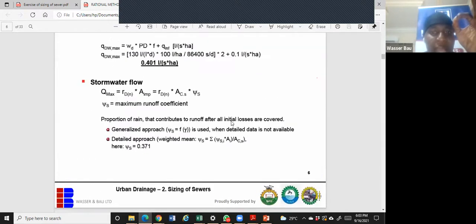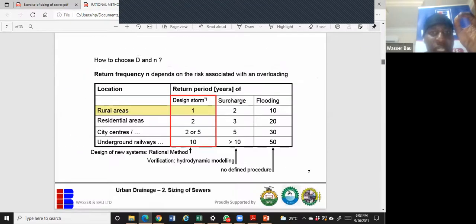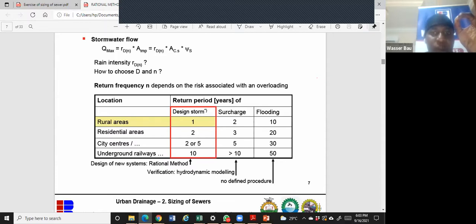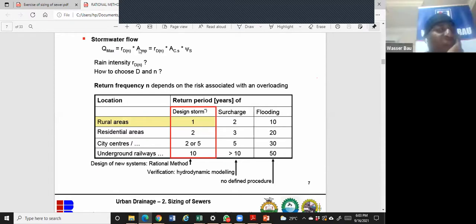But for the stormwater, for the storm system, the first thing we did was to say, what are we designing for? Are we designing for storm, surcharge, or flooding? Is it a rural area? Is it a residential area? Because this is the formula we want to apply. We want to multiply the rain intensity by the area of impervious. If you break area of impervious into 2, it will give you the catchment area multiplied by the peak runoff or the runoff coefficient. Please, some terms can be used interchangeably.